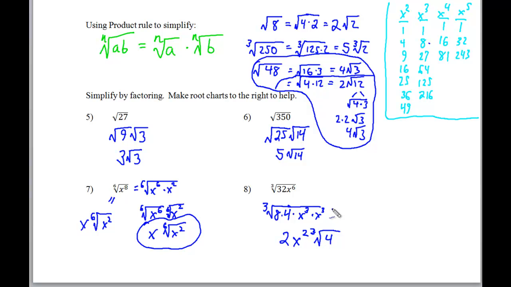Now, to slow that down a little bit, I can break these all into separate little radicals. This is the cubic root of 8 times the cubic root of 4 times the cubic root of x cubed times the cubic root of x cubed, because that gives me 3 and 3 to make 6, 8 times 4 to make 32. Now, this cubic root of 8 became the 2. The cubic root of 4 just stayed right there, locked up in the radical. The x cubed and the x cubed became x, and that's how I got my x squared.